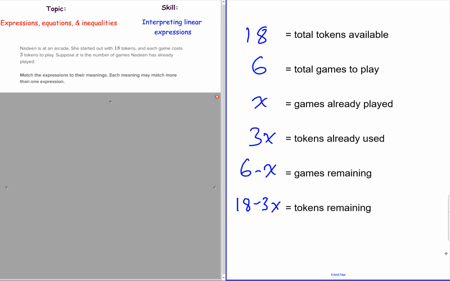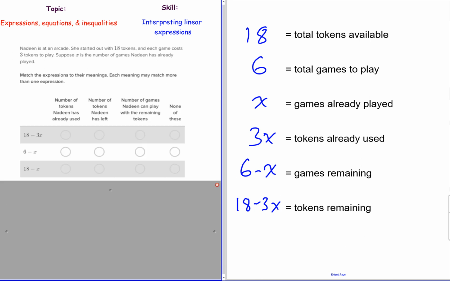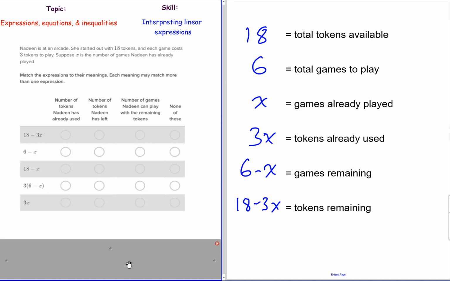Now listen, I get it. How do I know that I'm supposed to look for all this stuff? Well, I already knew what the answer choices were, but I wanted to not confuse you by seeing all this at once. I wanted to break it down into parts. So let's talk about this. The number of tokens Nadine has already used. Well, just using logic, she played X games times 3 tokens, which means 3 times X. That's how many tokens she already used.